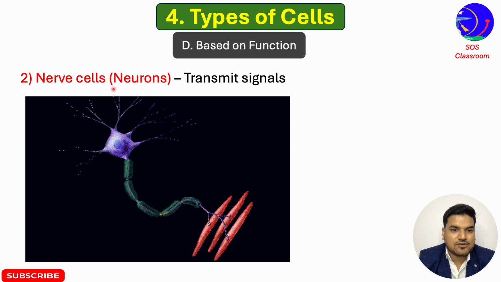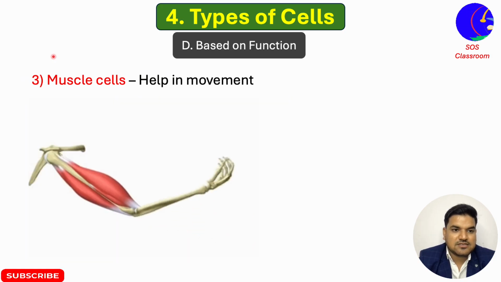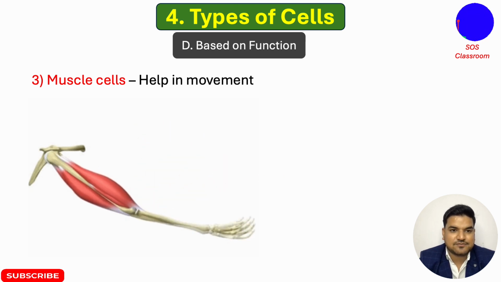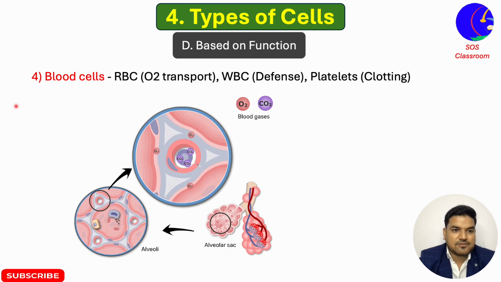Next are the nerve cells or neurons. Neurons are helpful for the transmission of different types of neurotransmitters inside the body. You can see these are the nerve cells and these are the muscle cells. The neurotransmitters are transferred to the cells and function in muscular contraction. Next are the muscle cells; muscle cells help in the movement of the body, especially in the skeletal system. Next, the blood cells: RBCs, WBCs, and platelets. RBCs help in oxygen transport, WBCs in the defense mechanism against foreign particles, and platelets in blood clotting.